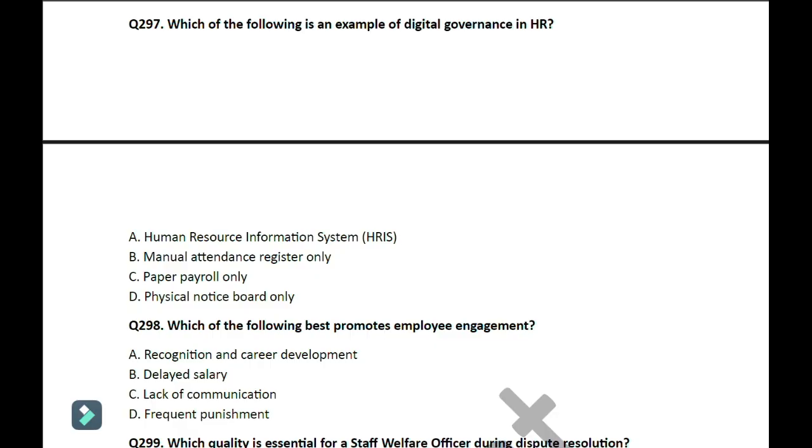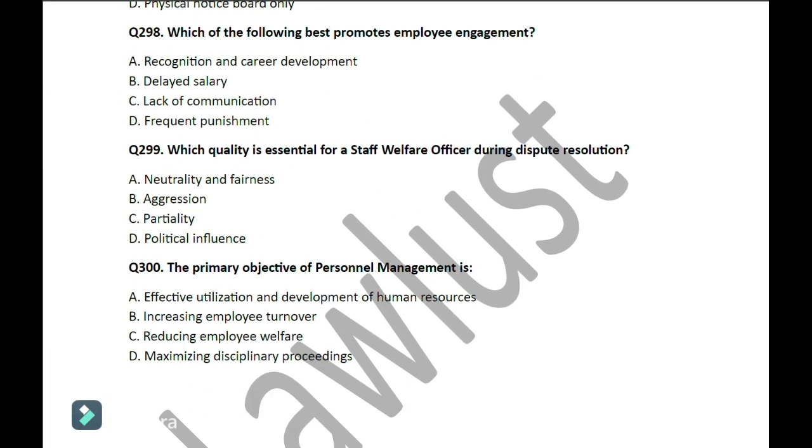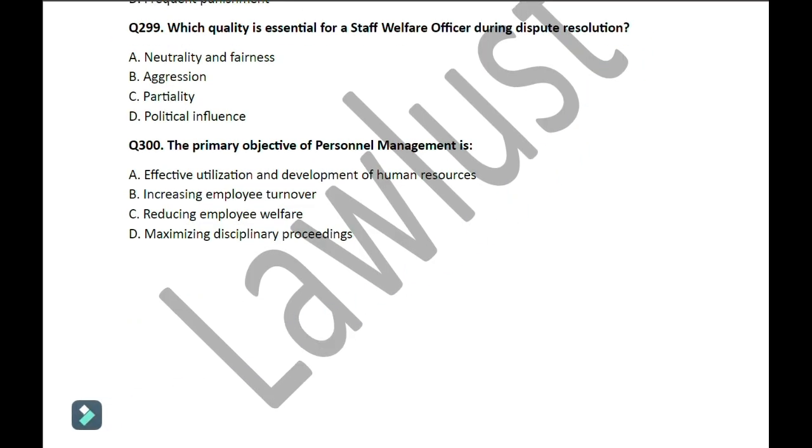Question number 297. Which of the following is an example of digital governance in HR? So here the correct answer is human resource information system. Move on to the next question. Question number 298. Which of the following best promotes employee engagement? So here the correct answer is recognition and career development. Move on to the next question.